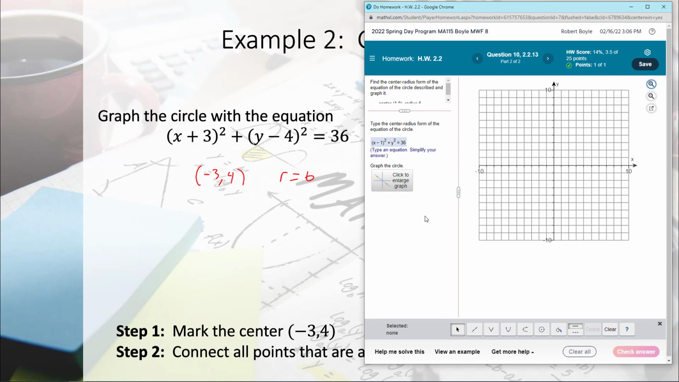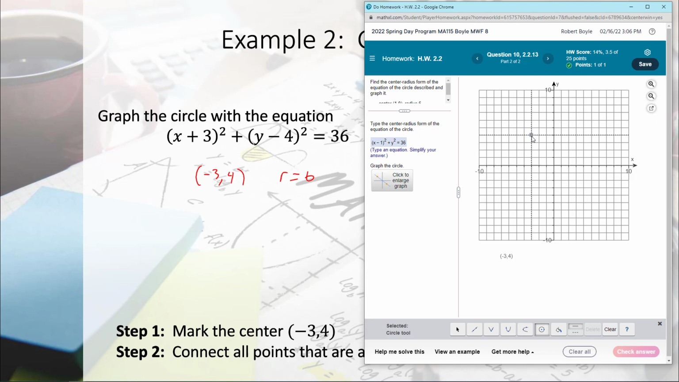Now once we do this, we want to click on the circle tool, which is this tool here. Once we've done that, we are going to want to click on the center. That will be at the point -3, 4. So -3, then up 1, 2, 3, 4, and we'll just click there. That's our center.